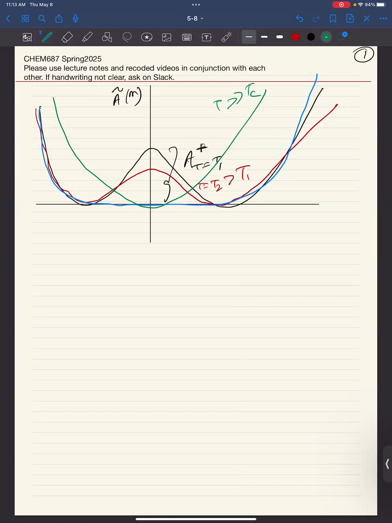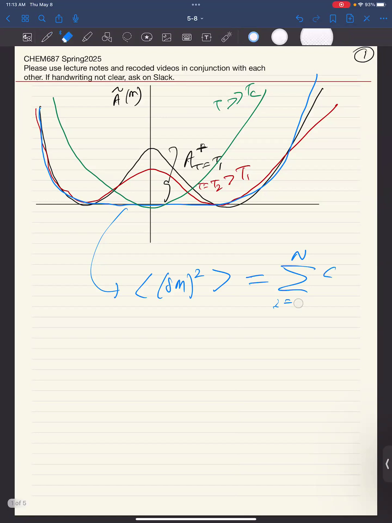So what happens at the blue one, and there is a formula that I wrote down, which was fluctuations equal to the sum over i equals 1 to n, j equals 1 to n of C_ij. n is very large, so we don't really care about what it is. This is telling us that the fluctuations of the magnetization are the same as the correlation between spins.